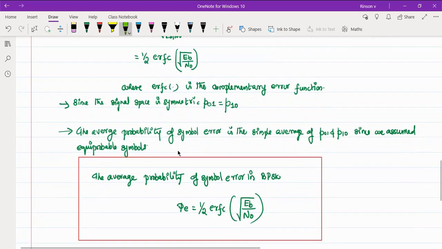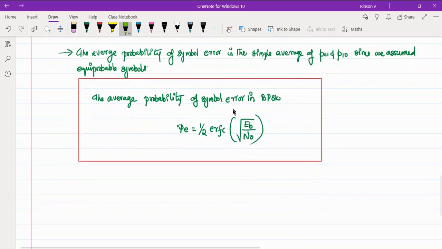Now the average probability of symbol error is simply the average of these two. Since both are equal, the average will also be the same value. So the average probability of symbol error in BPSK is equal to half erfc of root Eb by N0. So this is the equation for the average probability of symbol error in BPSK.